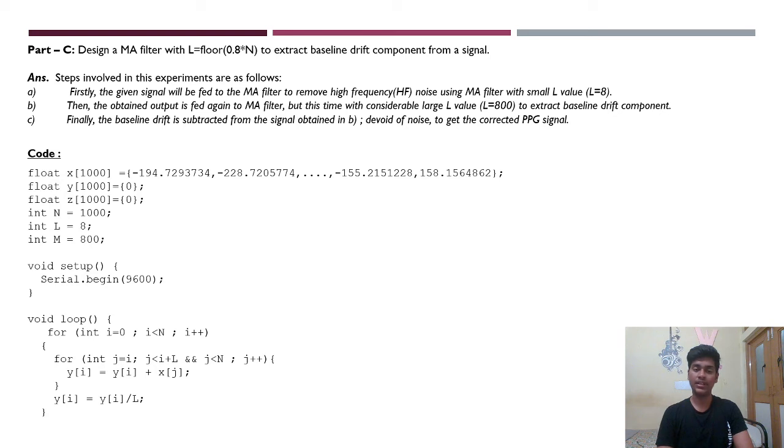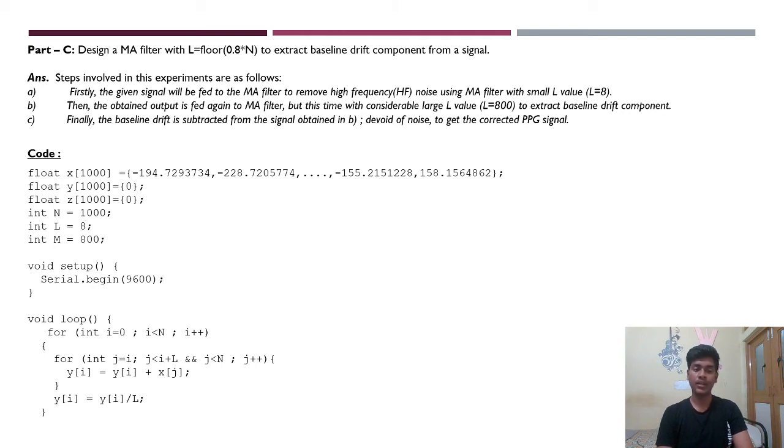And after that, we'll feed the output of the first moving average filter to a second moving average filter with a considerably large value of L. Here we have taken L equal to 800 for the second moving average filter. And finally, from the obtained baseline drift, which is the output of the previous moving average filter, we subtract the baseline drift from the smoothened signal to obtain the original PPG signal.